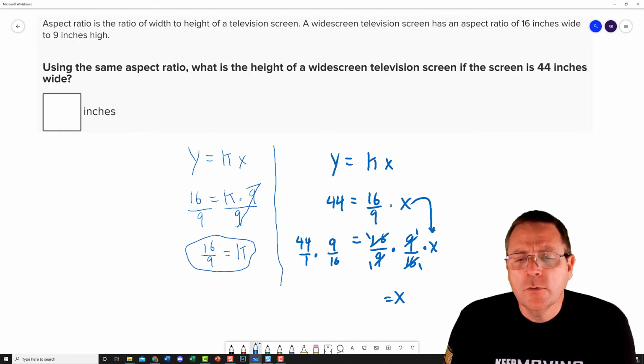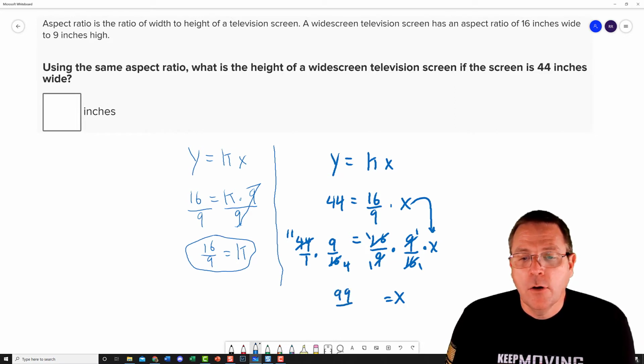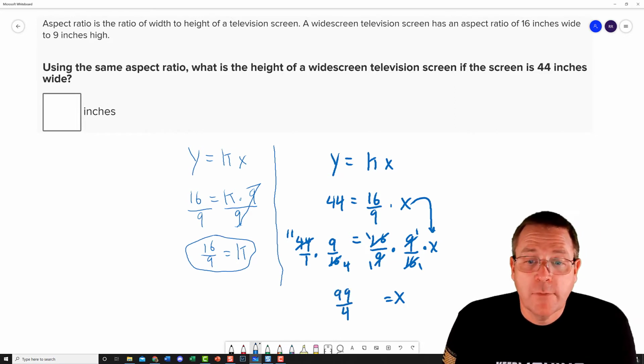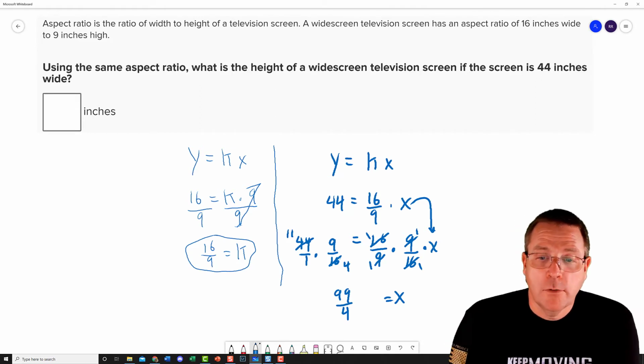But now I can do some simplifying over here too. I can say that 4 goes into 16 4 times, and that 4 goes into 44 11 times. That's all the more it'll simplify, but when I multiply, I get 99 over 4. That's not a very pretty number, is it? I'm guessing that they're going to say they wanted us to round that to be 100 inches.